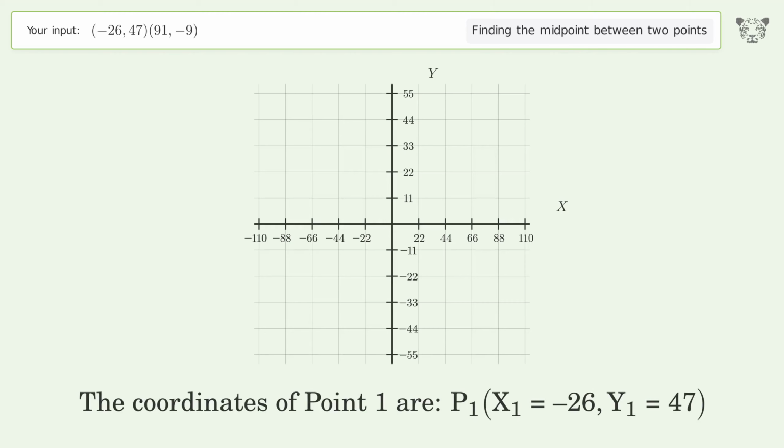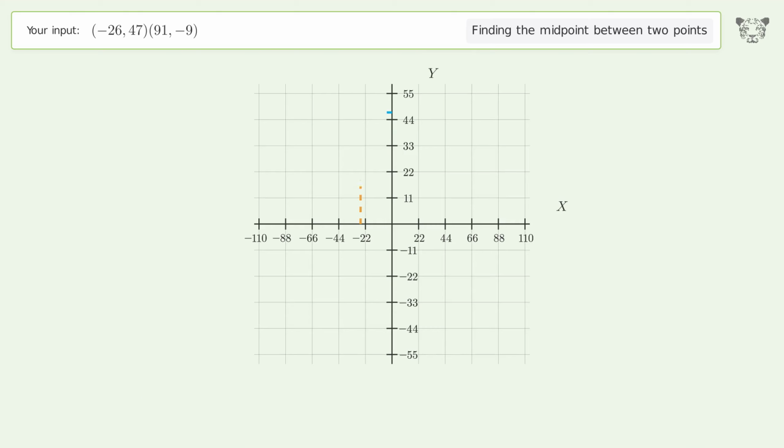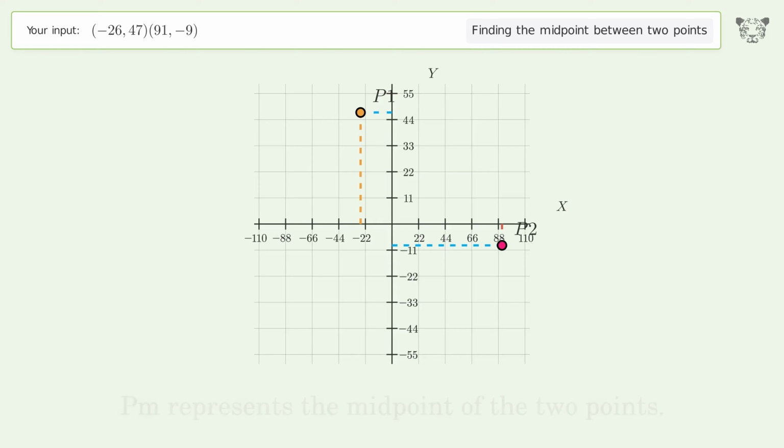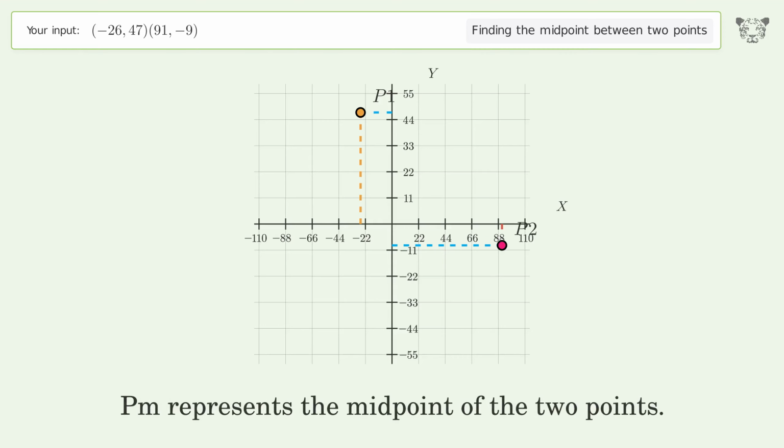The coordinates of point 1 are x1 equals negative 26, y1 equals 47. The coordinates of point 2 are x2 equals 91, y2 equals negative 9. PM represents the midpoint of the 2 points.